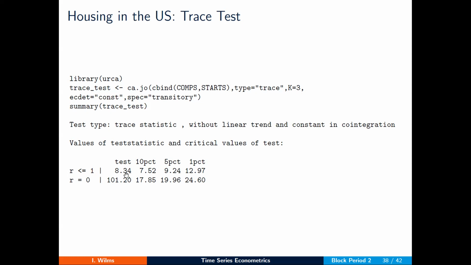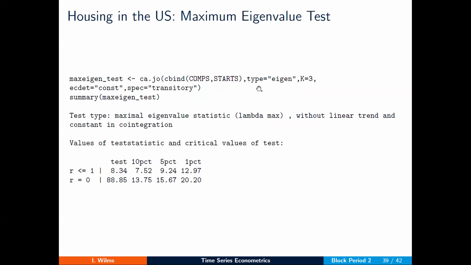Here, the value of the test statistic does not exceed the critical value at the 5% level. And so our procedure stops and we conclude that there is one co-integration relation. You could also have opted for the maximum eigenvalue test instead of the trace test, where only this argument changes and the output is shown on this slide.